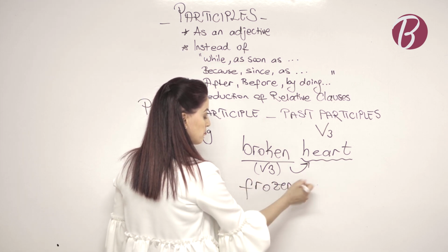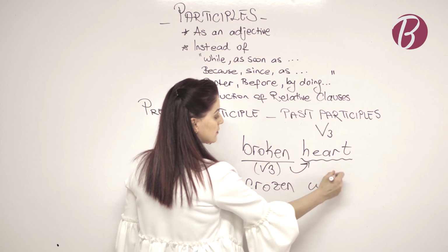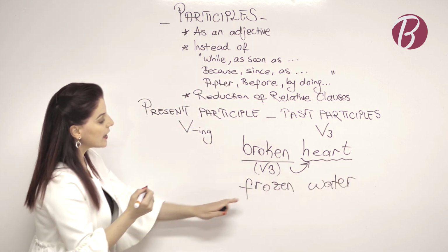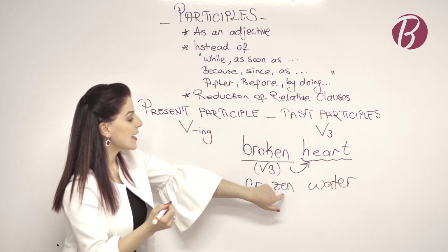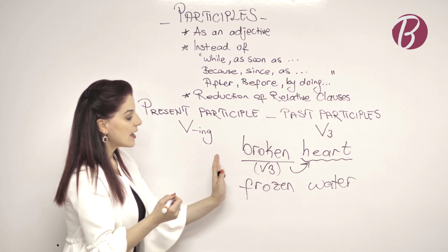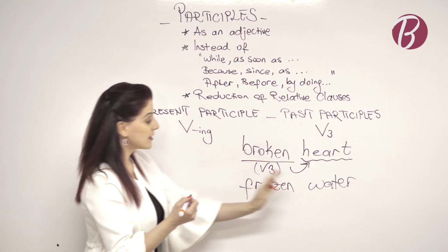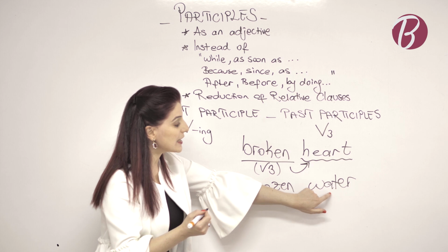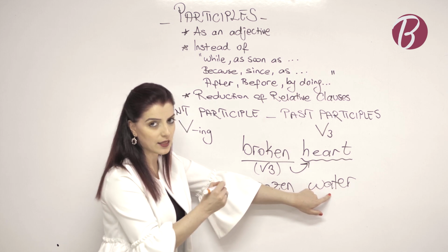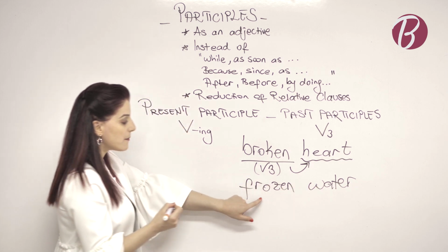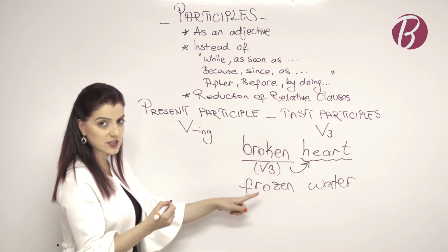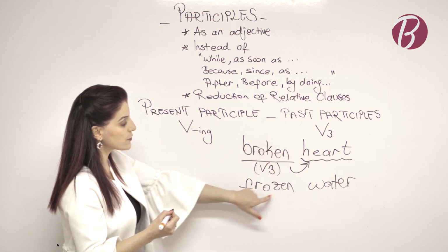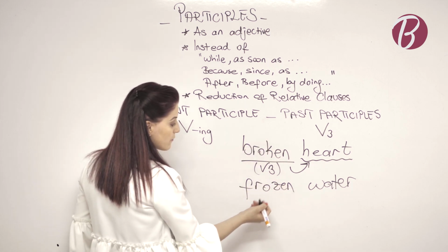Frozen water. Look, here this action has happened to it. So this is the affected one. That's why I must choose past participle in passive form. Frozen water. And one more.